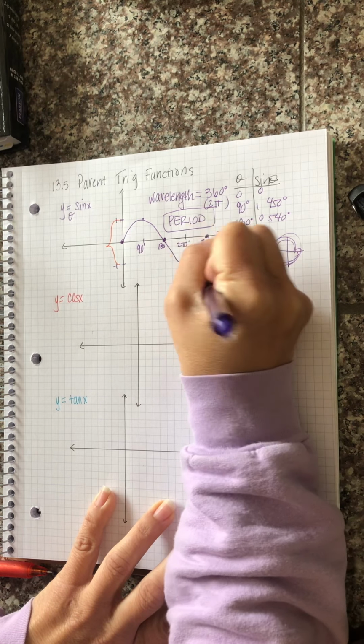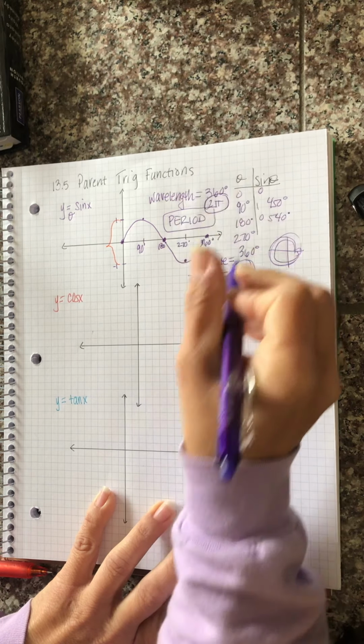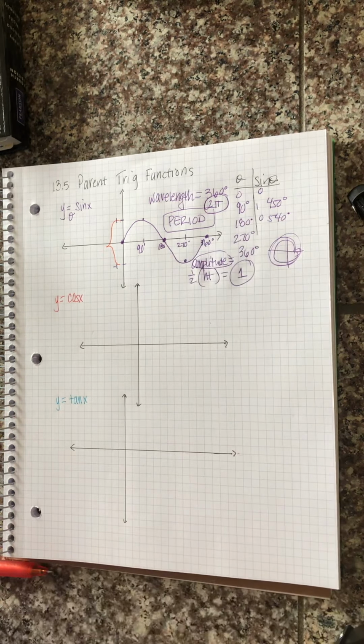Half the height, which is 1. Okay? There is your parent sine curve. So just like the parent parabolas and rational function and cubics and all those, you need to know the parent function.